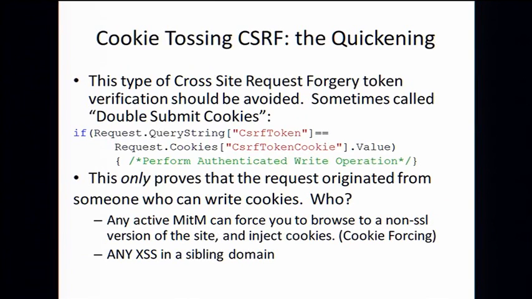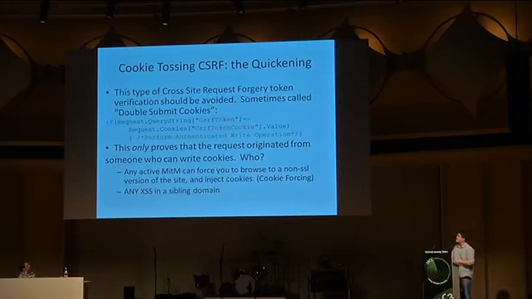But there's a problem with this. And the problem is that this only proves that the request originated from someone that can write cookies. So back in the day, we used to say you could do this with rich internet applications like Flash and applets and whatnot, but that's going away slowly. But this is a problem if we have this cookie tossing attack, because attackers now have the ability to write cookies, and since they also can control form parameters, a cross-site request forgery mitigation like this is doomed to fail.